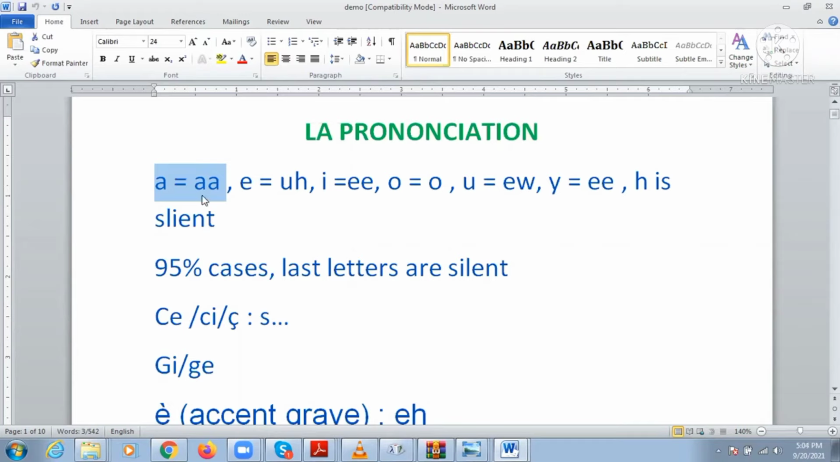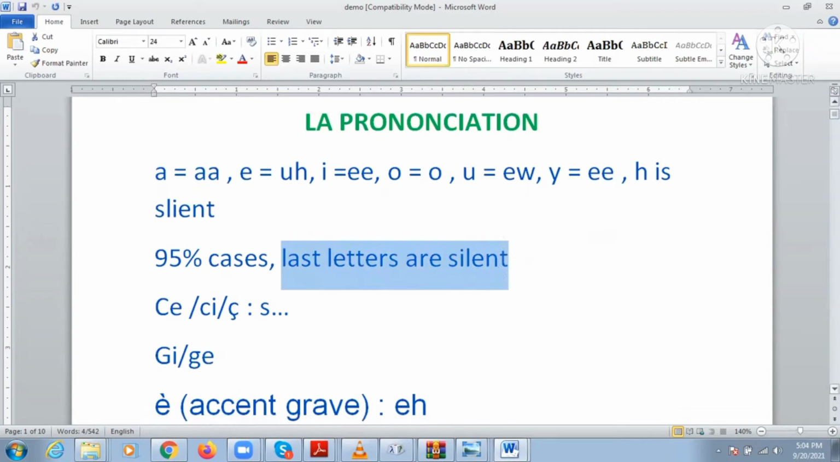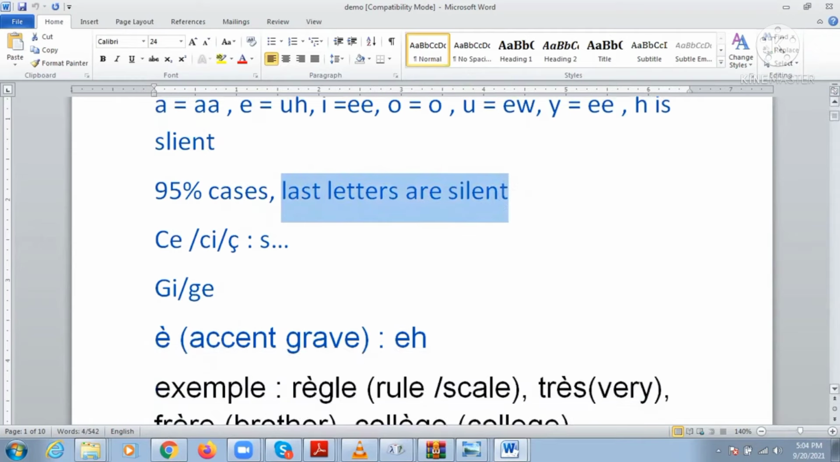A is pronounced as A, E as A, I as E, O as O, U as EU, Y as E, H is silent. And in 95% of cases, last letters are also silent in French. We do not pronounce them. Yes, exceptions are there, but we get to know about exceptions at a certain point of time. But as per the rule and logic, last letters are silent.